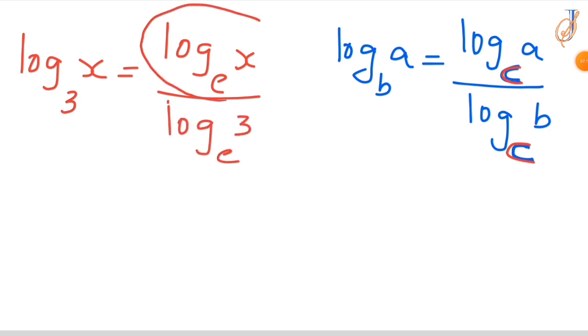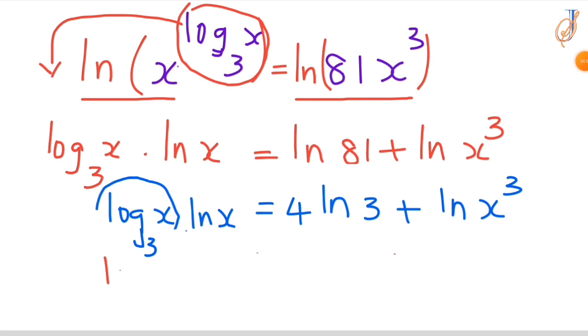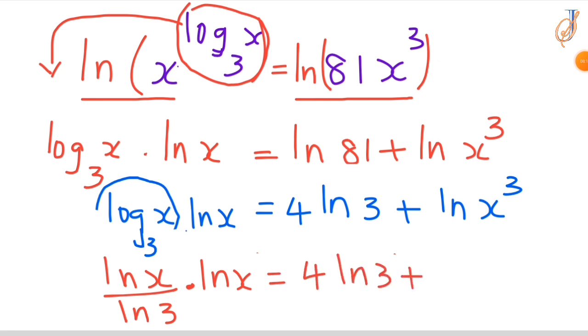Here, in log x with base e, the base is e. Whenever the base is e, that is nothing but the natural log. So we can write this as ln x over ln 3. Using that here, ln x over ln 3 times ln x is equal to 4 times ln 3 plus whatever is in the power comes in front, that is 3 ln x.